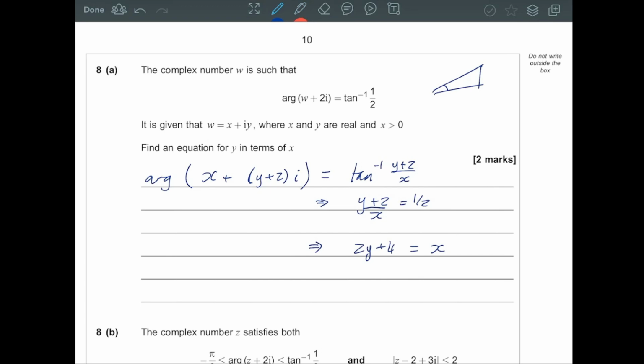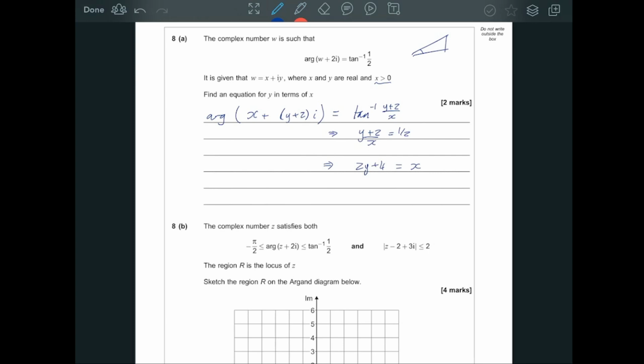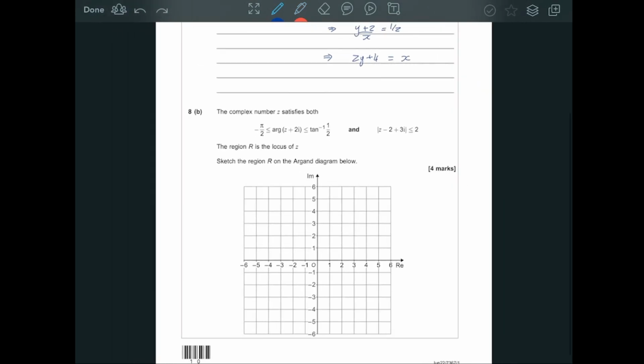Now we do need to worry a little bit that we're in the right quadrant, but we're fine. We've got x as being positive, so we are in the right side of the picture. Tan inverse of a half is then saying we're in the top right side of the picture. The complex number satisfies both of these two things, and notice this condition here is exactly what we dealt with in the first part of the question, which means we know what the equation of that line is.